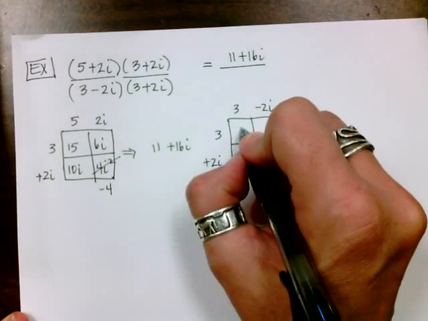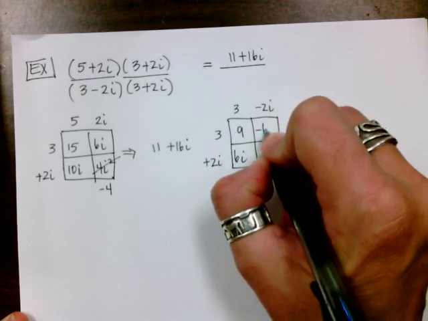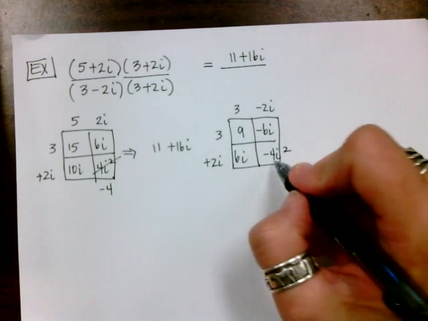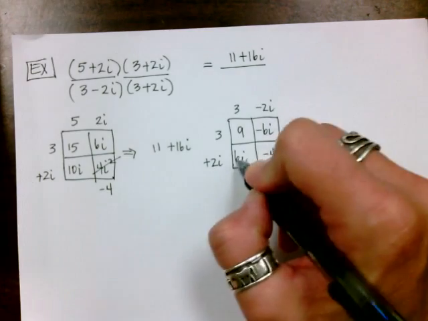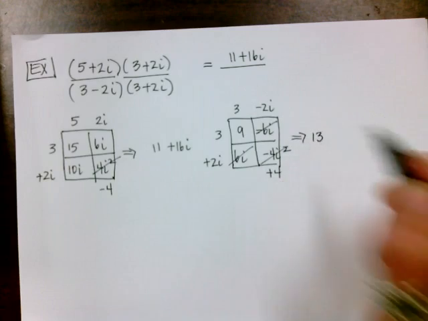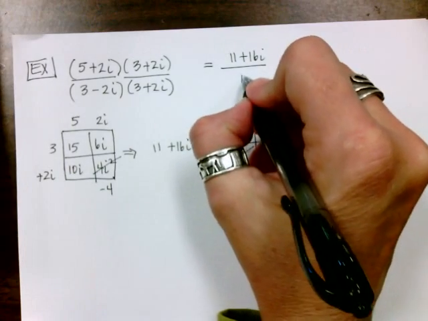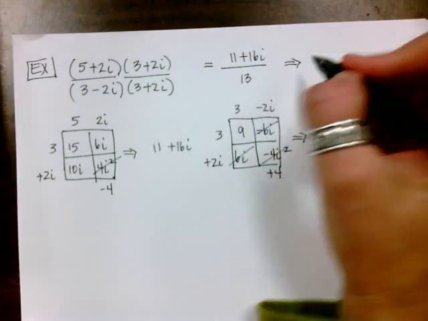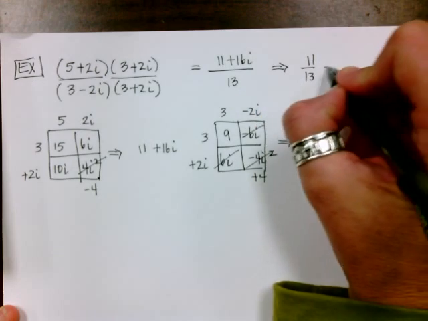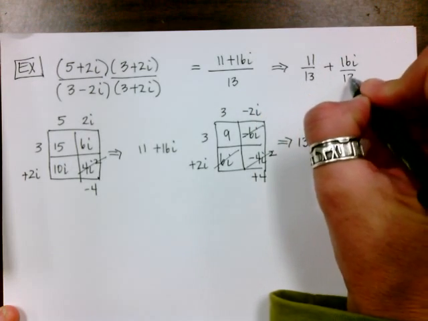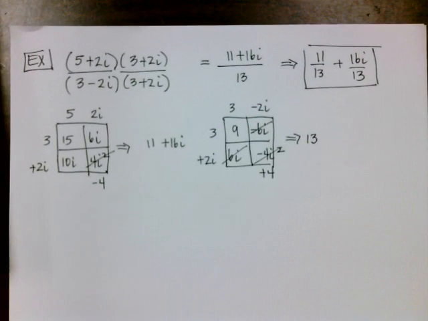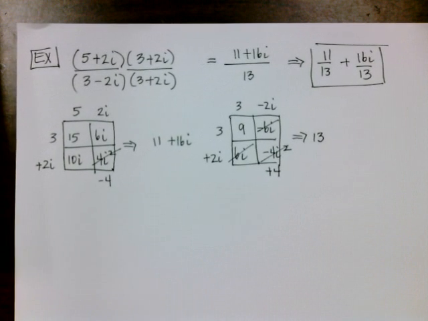So now if I do this one, here's a 9, a 6i, a minus 6i, and then a minus 4i squared. Notice that this becomes a positive 4. These two terms cancel, and then 9 plus 4 is going to be 13. So now I add that to my denominator, and then remember that you have to split these up into two separate fractions. So it's going to be 11 over 13 plus 16i over 13, and there's your answer. So that's kind of nice. It looks like you're doing complicated math, but actually it's fairly straightforward.